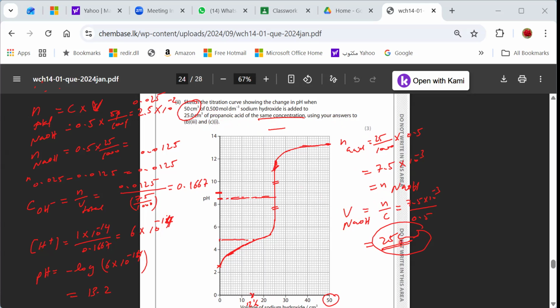Okay, you all got this? How to draw the titration curves? Okay. Miss, just one more thing. We use the same moles because at the equivalence point it neutralizes, because the mole ratio between the sodium hydroxide and the propanoic acid is 1-to-1. Oh, okay. Thank you, Miss. You're welcome.